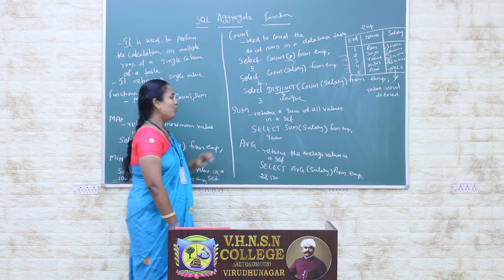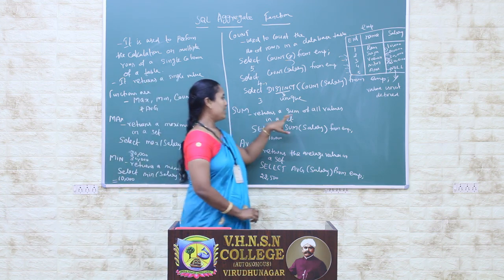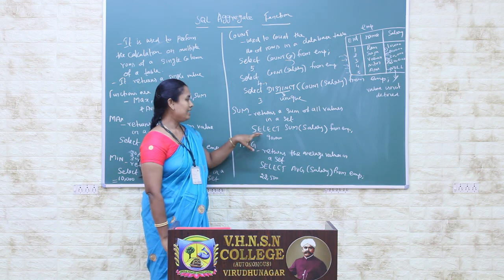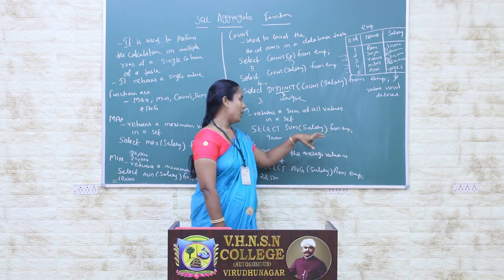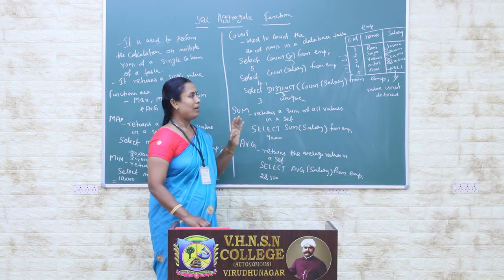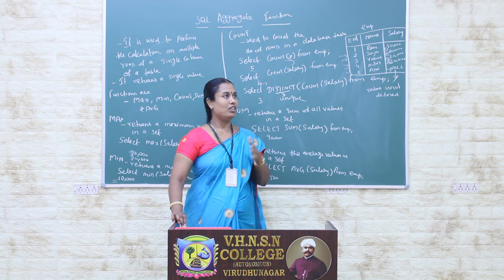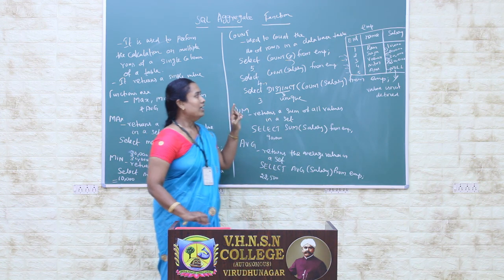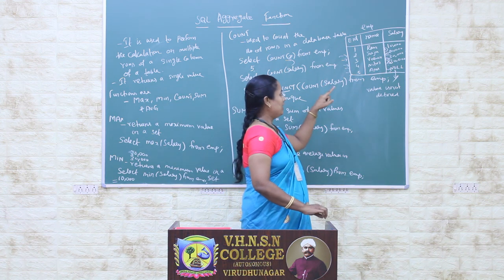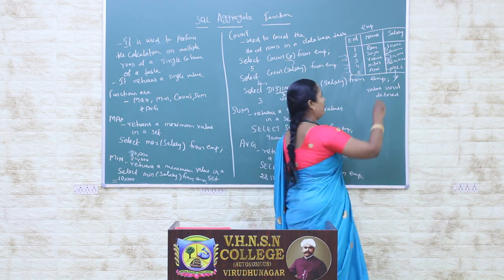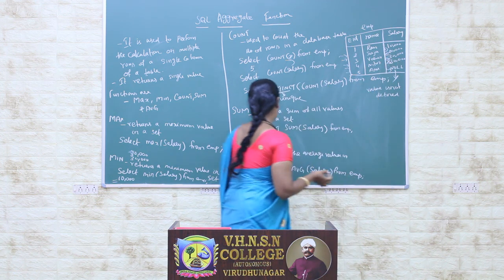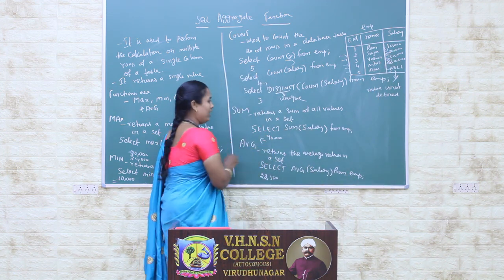The next, sum. What is the sum? It returns the sum of all values in a set. What is the query? Select sum of salary from EMP. What we do manually in the sum process, the same thing the query produces as the result. In this table I have 10,000, 20,000, 30,000, 30,000. I can simply add: 30 plus 30 is 60, 60 plus 30 is 90. So 90,000 is the result for this query.